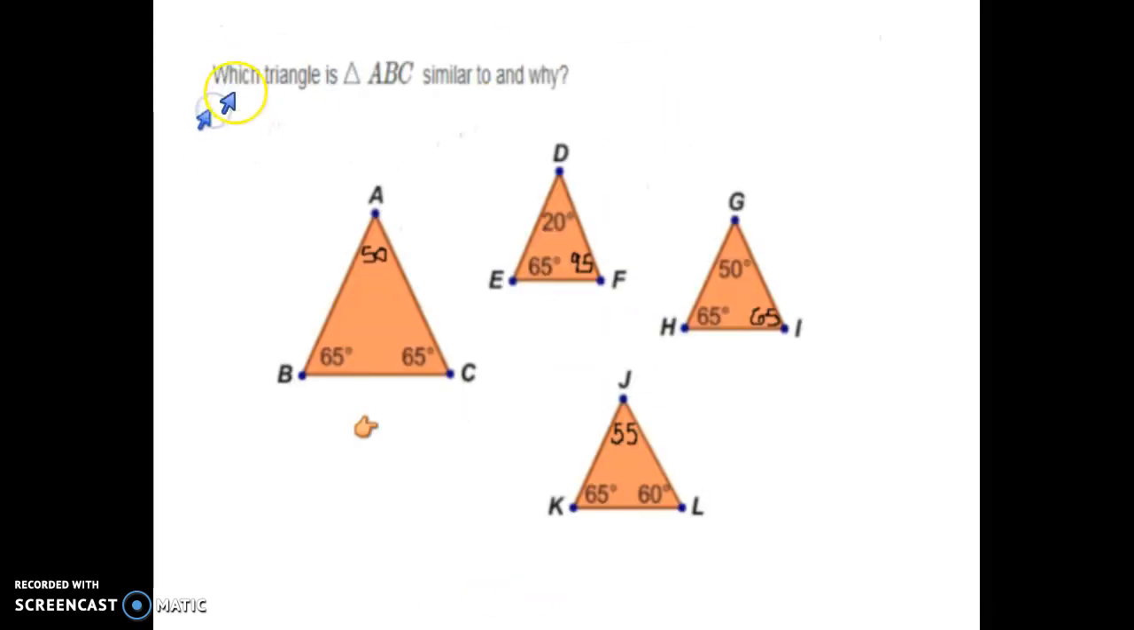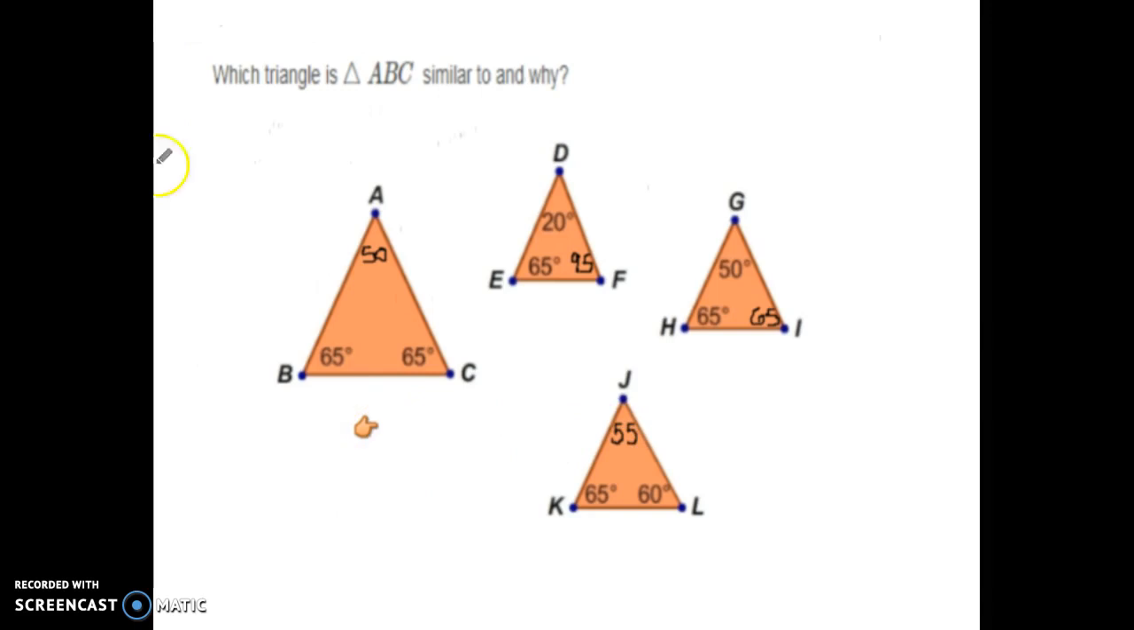The next one on the quiz says, which triangle is similar to ABC and why? And so they had some missing values here. So remember, you can use the triangle sum theorem and subtract from 180 to get all the missing values. So run it through. 65 plus 65 minus 180 is going to give me 50. This missing angle is 95. This missing angle is 65, and this missing angle is 55.